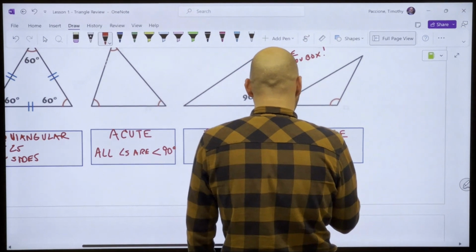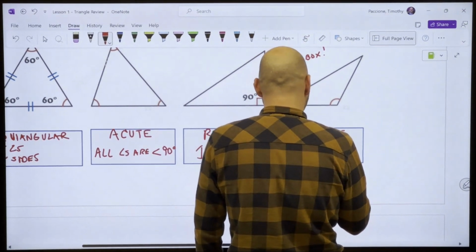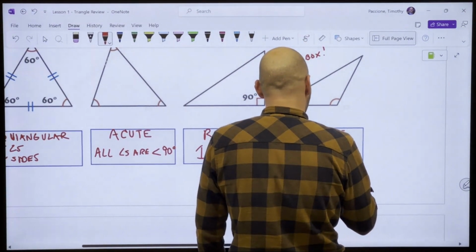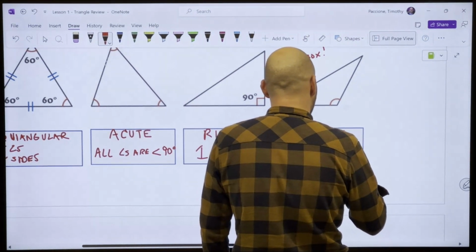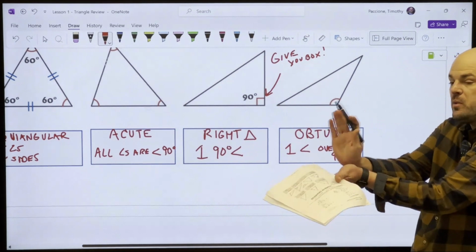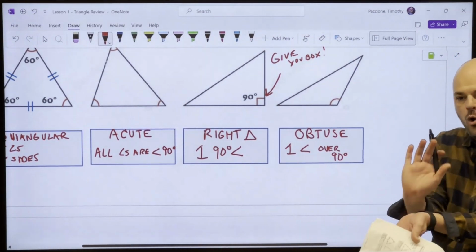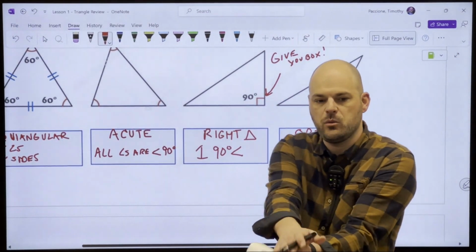So, one angle over 90 degrees. And you can tell because it's opened up more than that square, right? It opens up more. That's what an angle does. It's how much we're opening up.